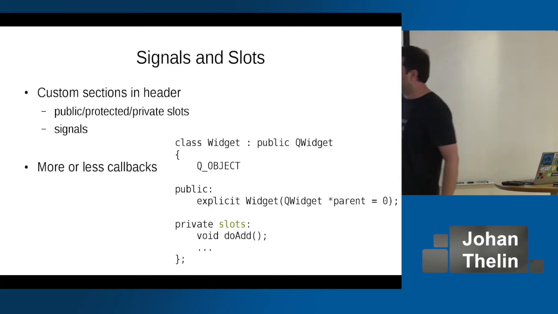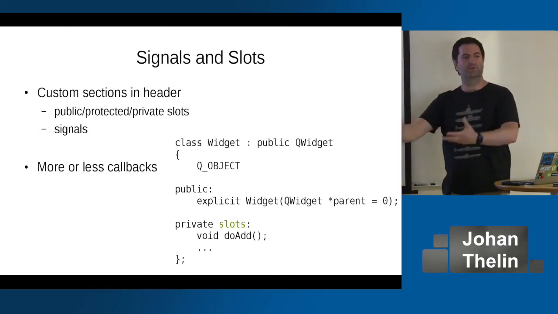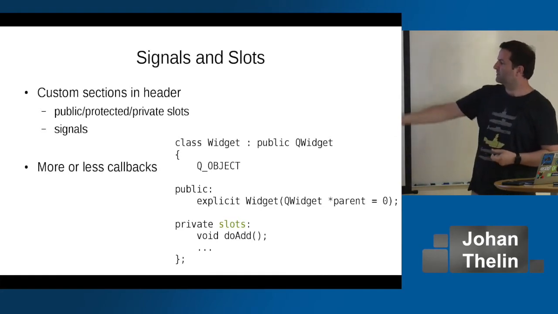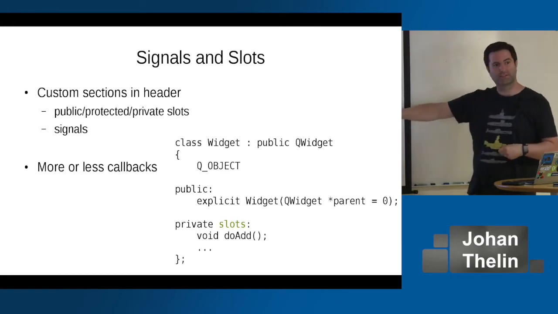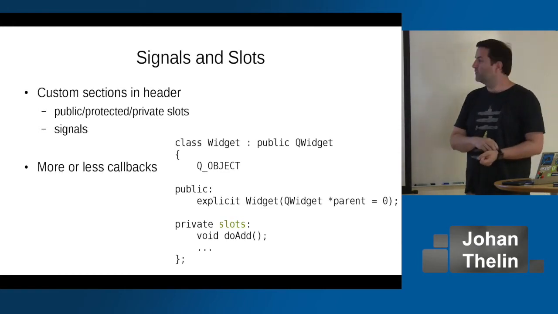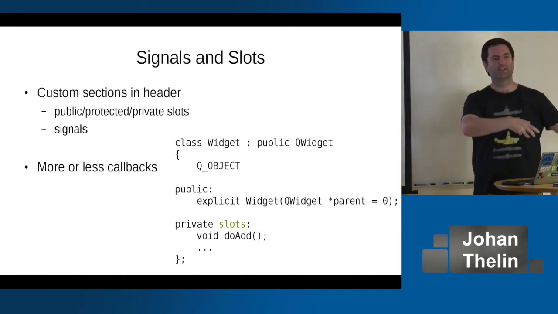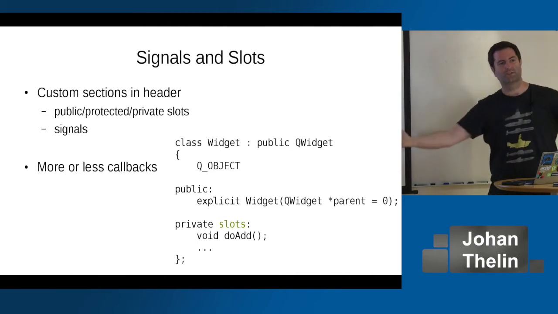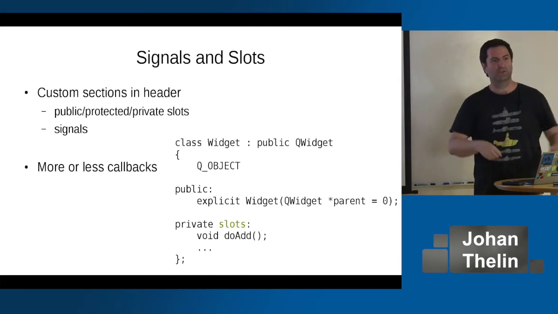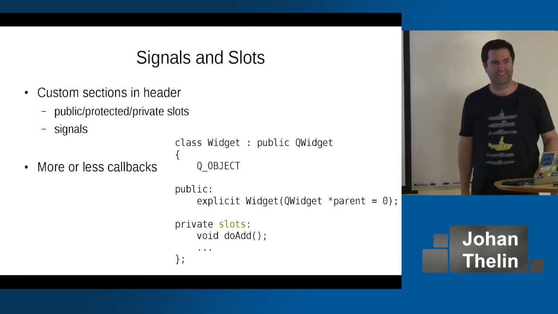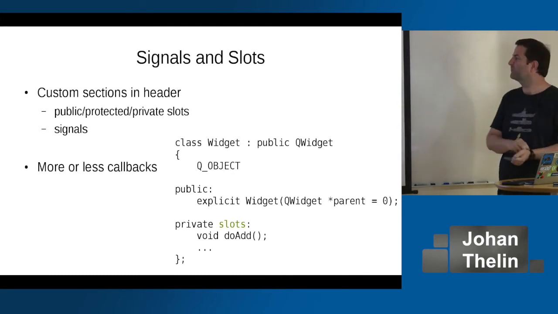But here we see that we have a private slot called doAdd. If we wanted to do signals that we can emit, we would have a section called signals in the same way. And you can do private slots, protected slots, and public slots. And what these are, basically, are callbacks. So a slot can be connected to a signal. As soon as the signal is called, all the slots are invoked. So the signal is basically just a for loop iterating over function pointers. So there is no black magic. It's just that you have tooling that makes it safe. You don't screw up.